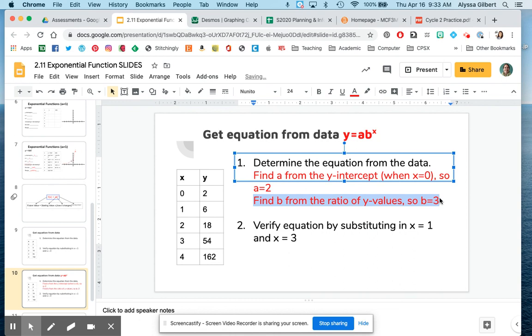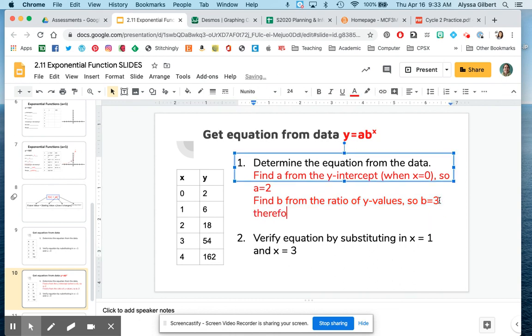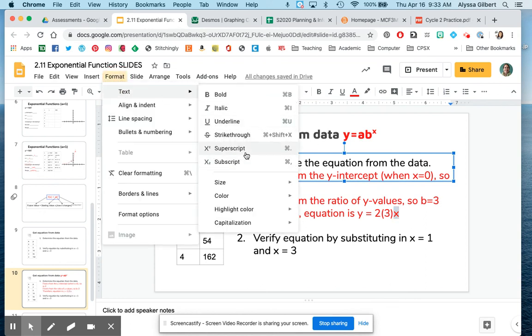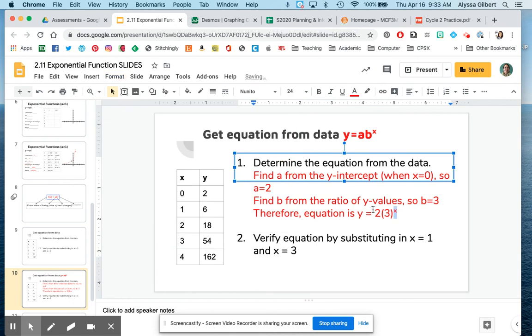So that means our equation, so therefore, the equation is y equals, our A is 2, our B is 3 to the x. Okay, I'm going to underline that maybe. Okay, verify this equation by substituting x equals 1.